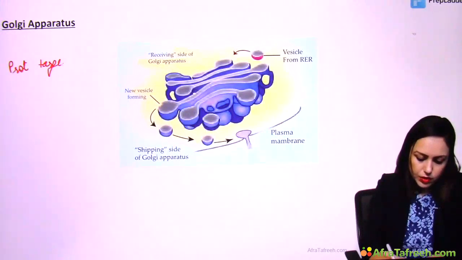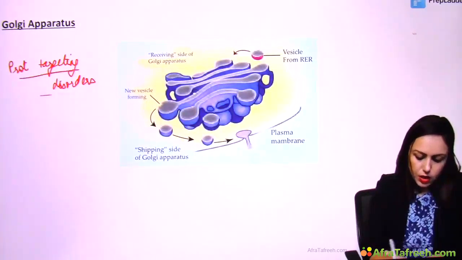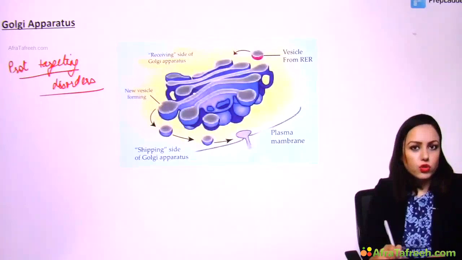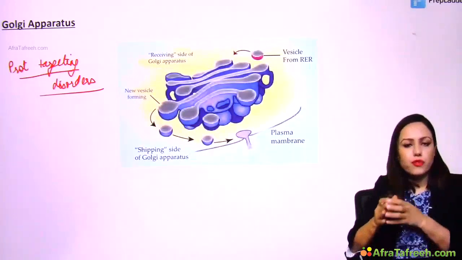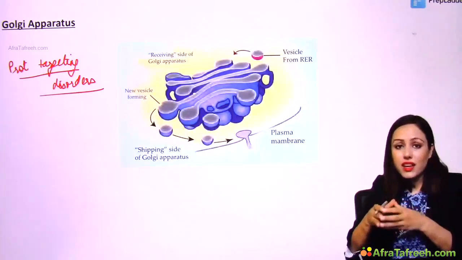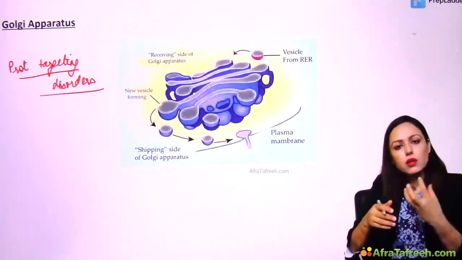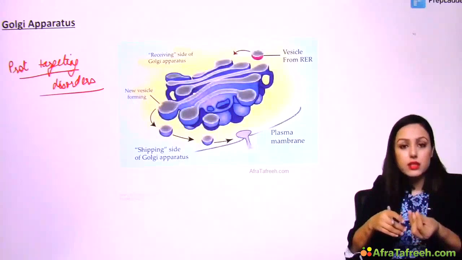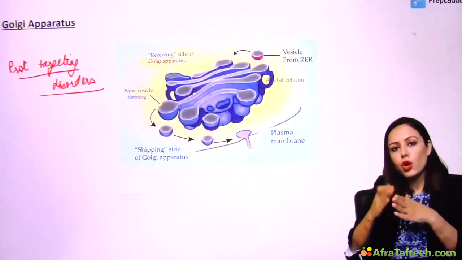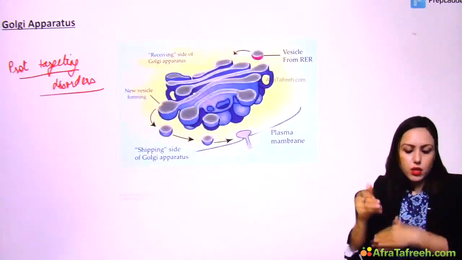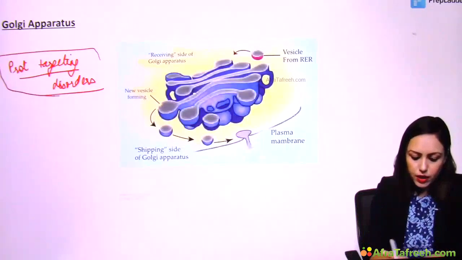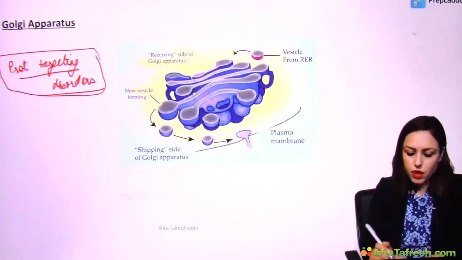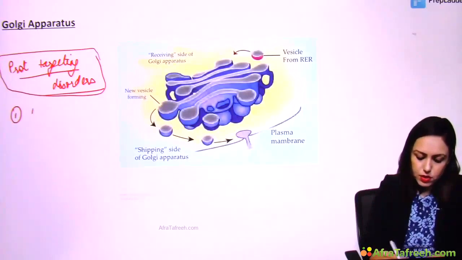Protein targeting disorders. I told you tagging is done in Golgi apparatus. So if there is a defect in Golgi apparatus, tagging is not done, then the synthesized protein, the protein is normal and normally synthesized, that protein will not reach the target site. So it is a protein targeting disorder, right? We can list down the protein targeting disorders.